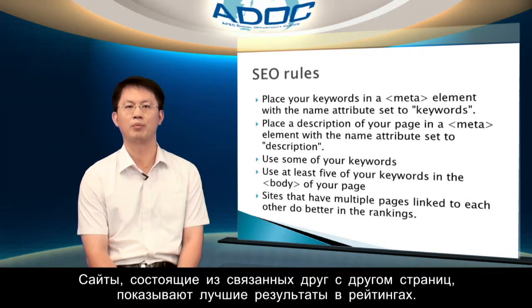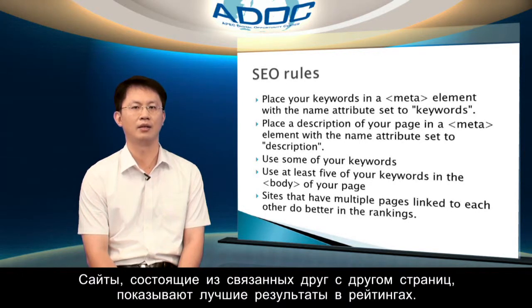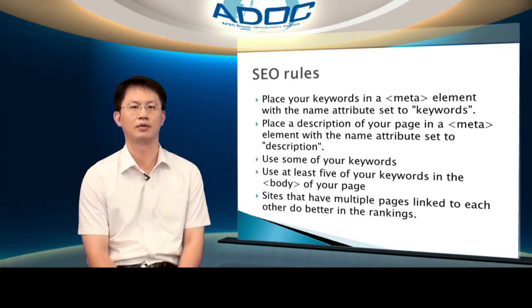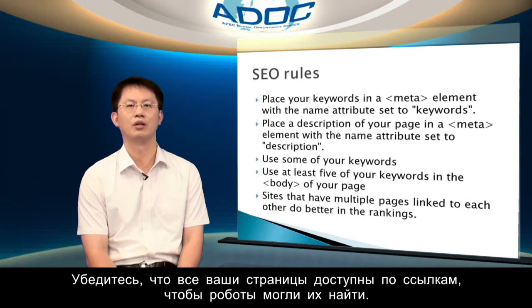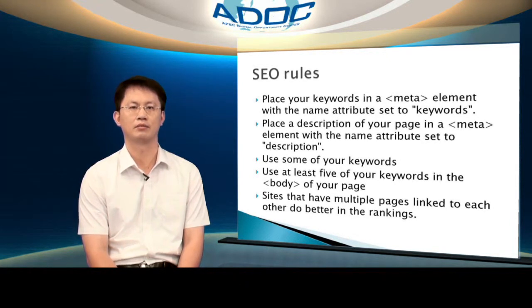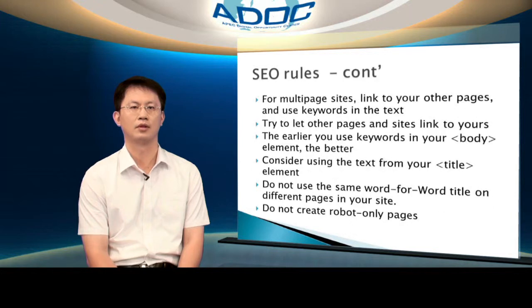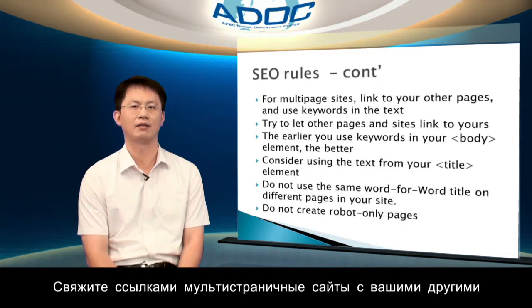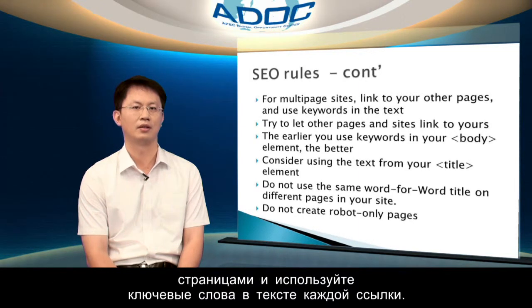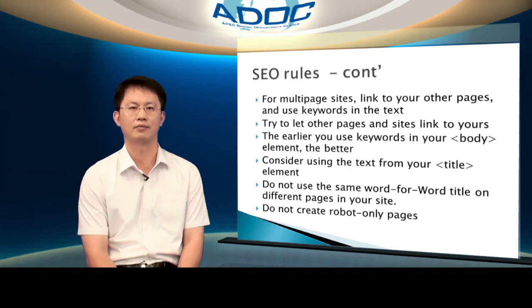Sites that have multiple pages linked to each other do better in the rankings. And make sure all your pages are accessible via link, so robots can find them. For multi-page sites, link to your other pages and use keywords in the text of each link.